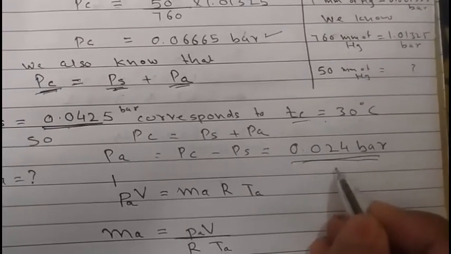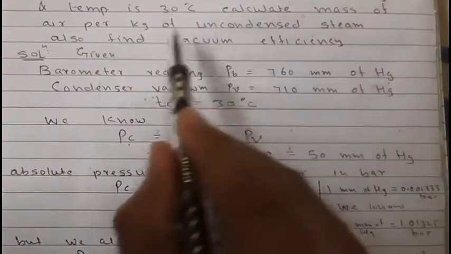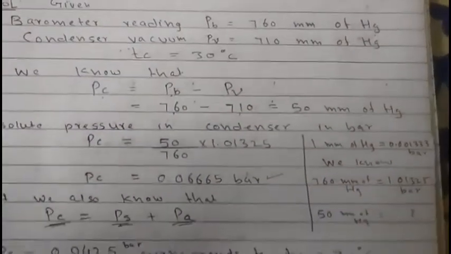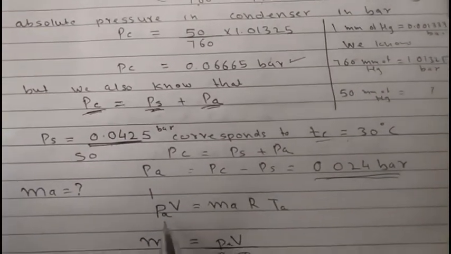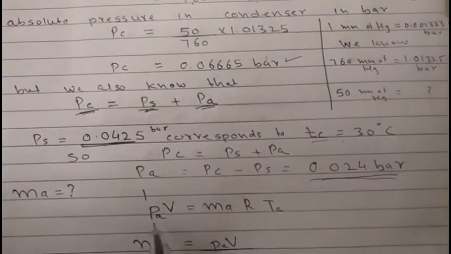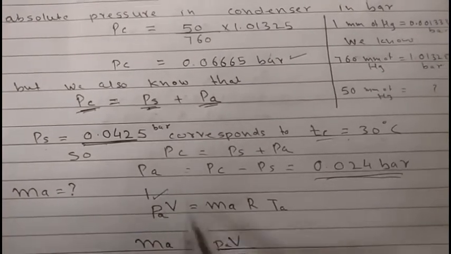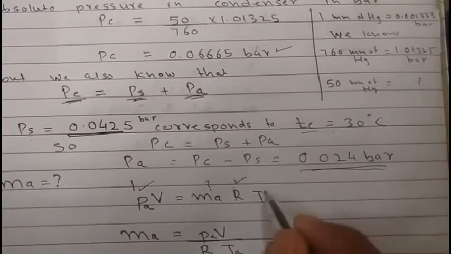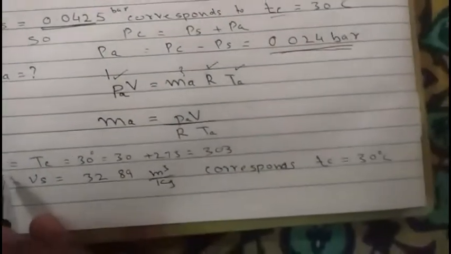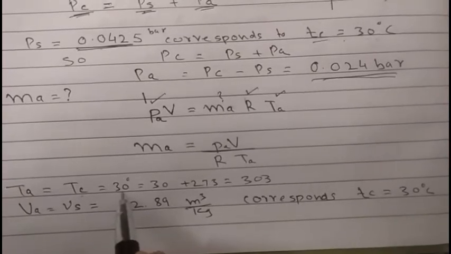Why are we finding the partial pressure of air? Because we have to find out the Ma, है ना. हमें क्या निकालना है? We have to determine the mass of air per kg of uncondensed steam. अब Ma निकालने के लिए हमें Pa की जरूरत पड़ेगी. क्यों? Because to find out the Ma, we will use the equation of state, that is PV is equal to MaRT. Now in this we know the Pa, we know Ma we have to find out, R we know the gas constant. Temperature of air will be same as the temperature inside the condenser. So it is 30 degree, but it is the equation of state.